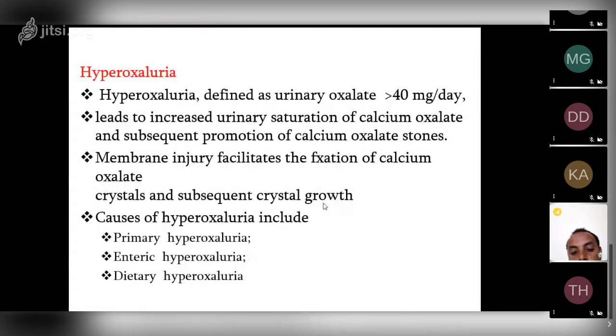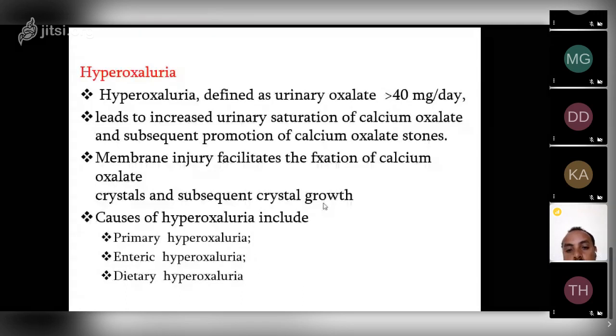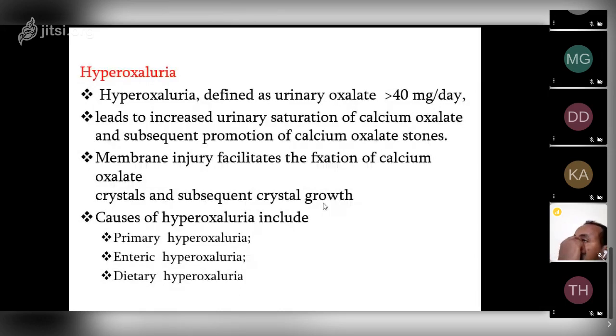So the other cause of calcium stone formation is hyperoxaluria. Hyperoxaluria is defined as urinary oxalate greater than 40 milligrams per day, which leads to increased urinary saturation of calcium oxalate and subsequent promotion of the calcium oxalate stone. So there is increased calcium oxalate in the urine. The membrane injury facilitates the fixation of calcium oxalate crystals and subsequent crystal stones.